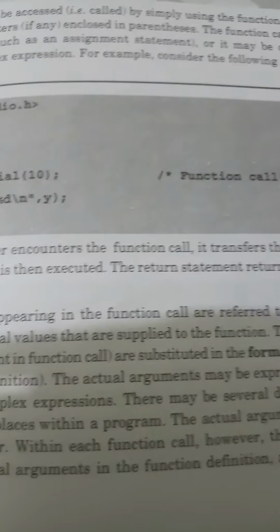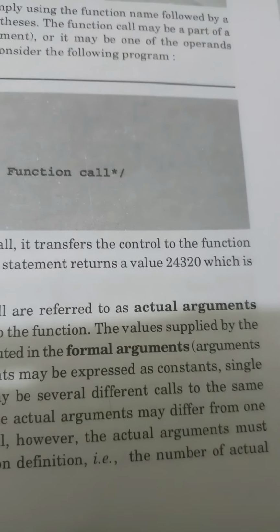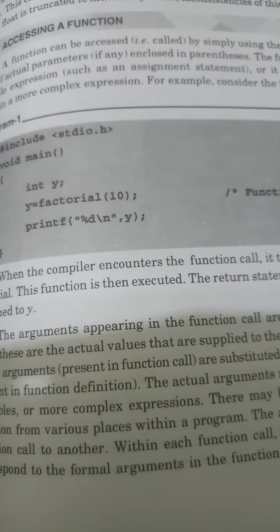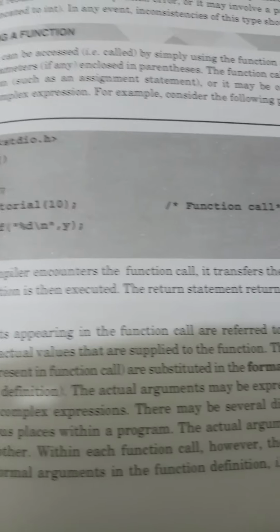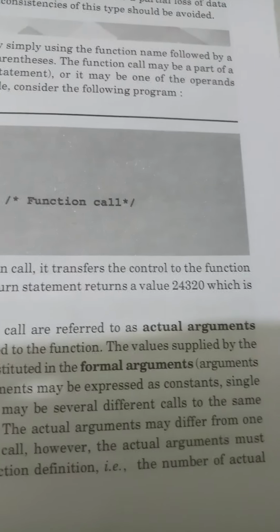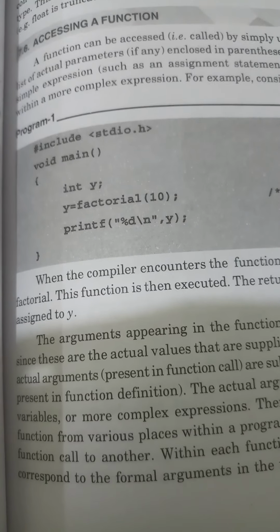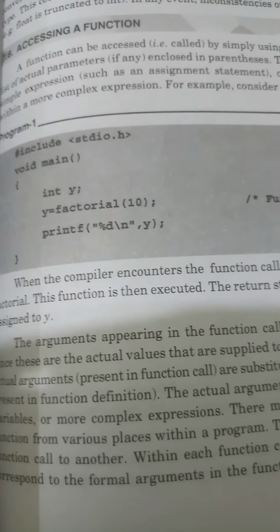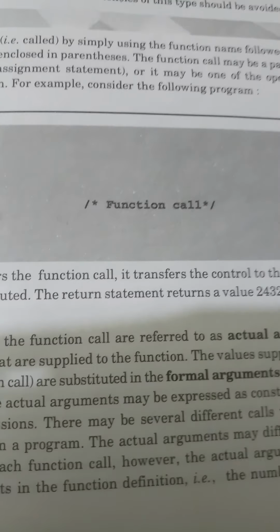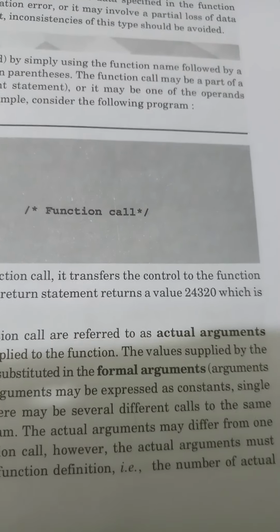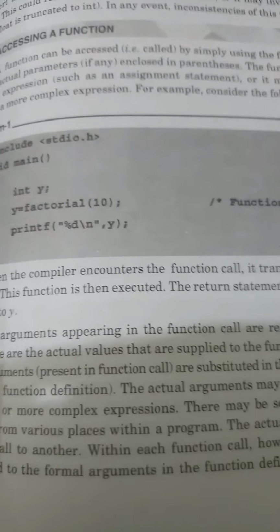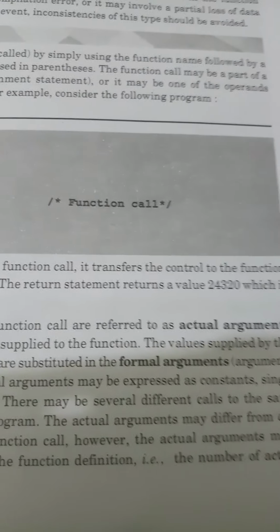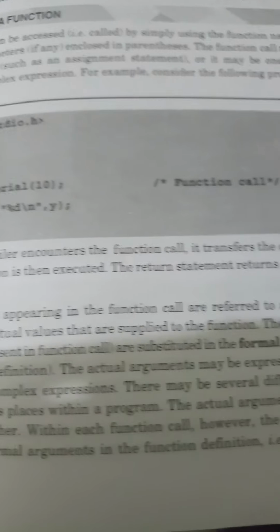The arguments appearing in the function call are referred to as actual arguments, since they are actual values that are supplied to the function. The values supplied by the actual arguments present in the function call are substituted in the formal arguments, the arguments present in the function definition. The actual arguments may be expressed as constants, single variable, or more complex expressions.